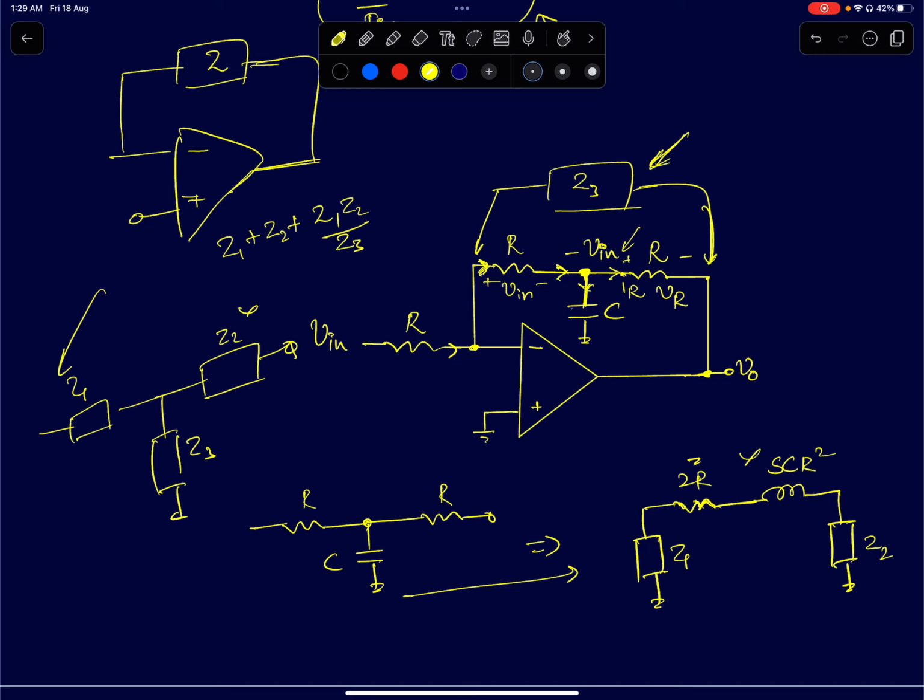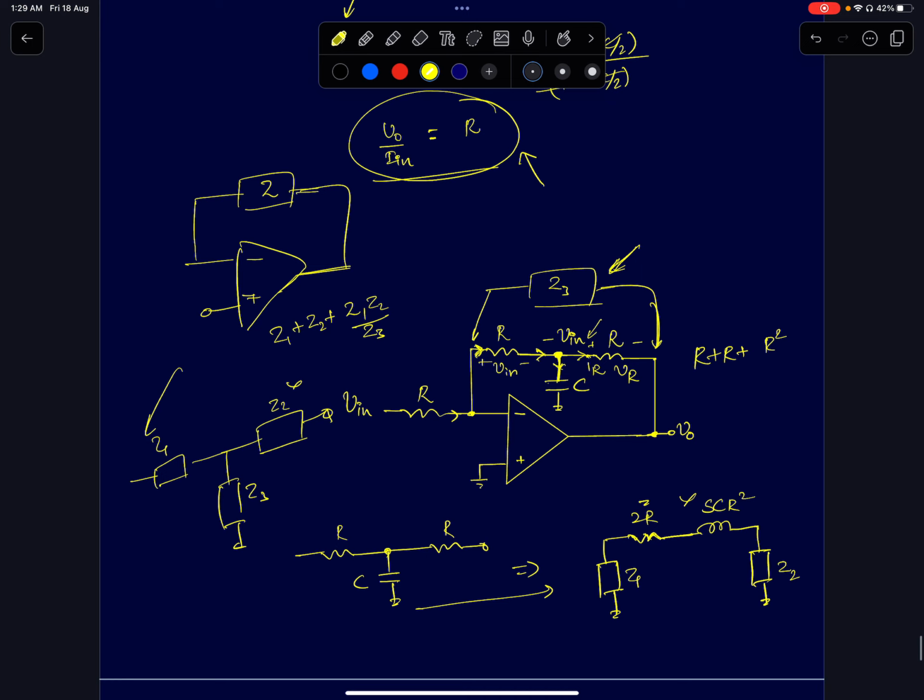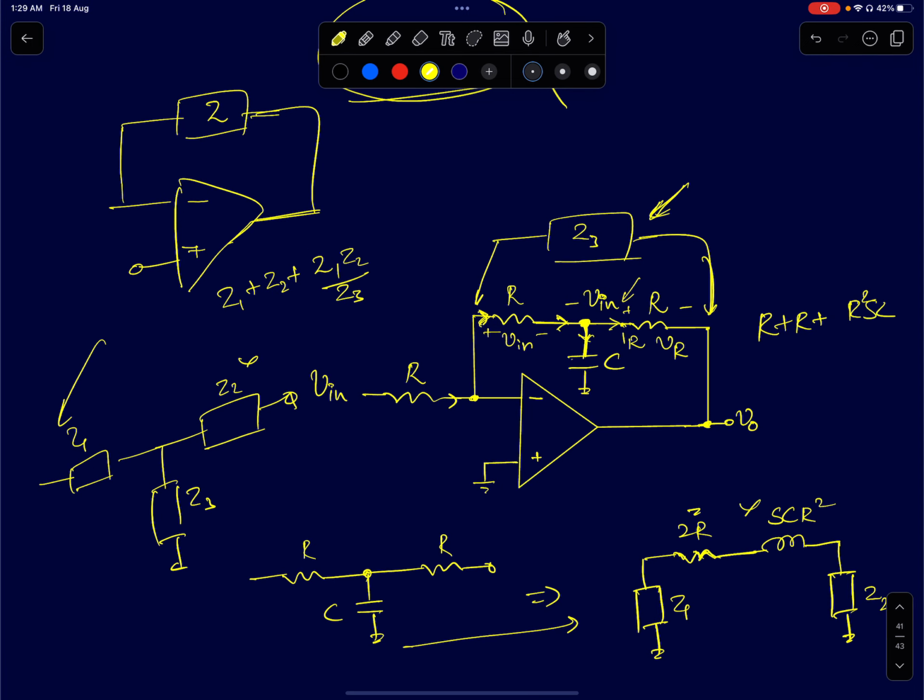So you get R plus R plus Z1 Z2, which is R into R, that is R square, divided by 1 by SC. So you get R square into SC. You end up getting an inductive impedance using a capacitor, because this part increases with frequency. So you get 2R in series with SCR square. The value of the inductor will be CR square. So this is one way of emulating an inductance using a T network.